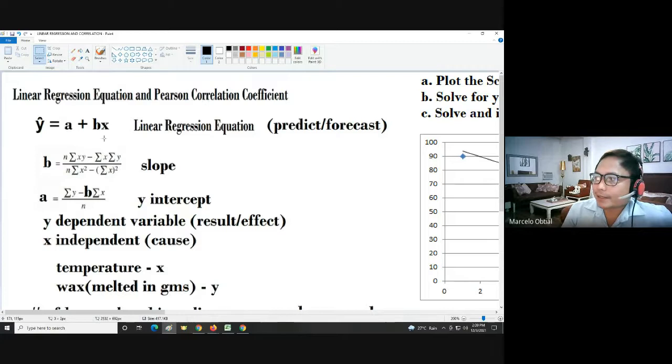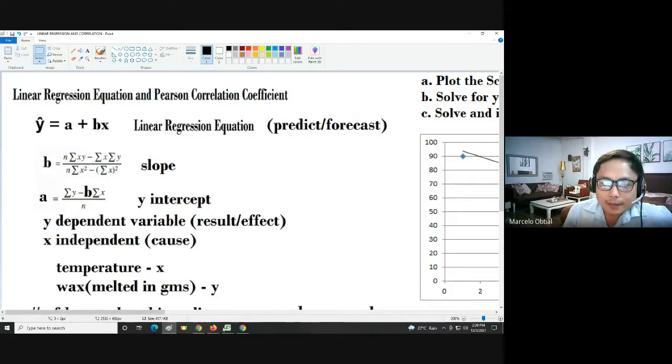Linear regression equation has this general formula. You can look at your screen. I think this is very similar to one of your topics in high school. We're talking about the slope of the line. I think your teacher in high school used a different variable. Instead of B, this is M, which means slope of the line. In your high school, itong A sa atin today is B sa inyong high school. It means to say that B is your y-intercept.